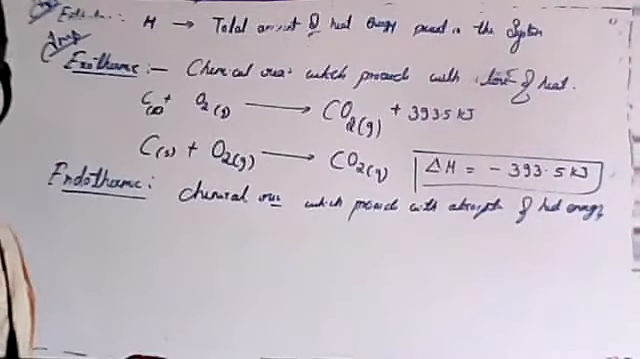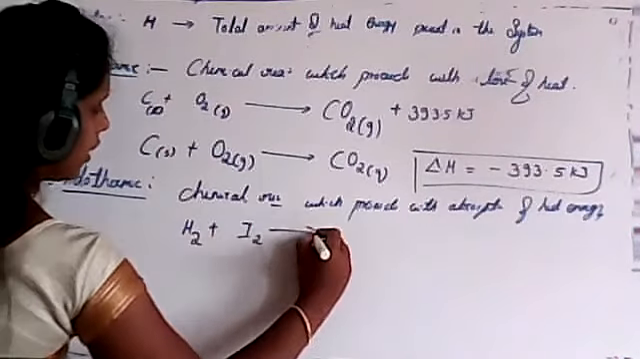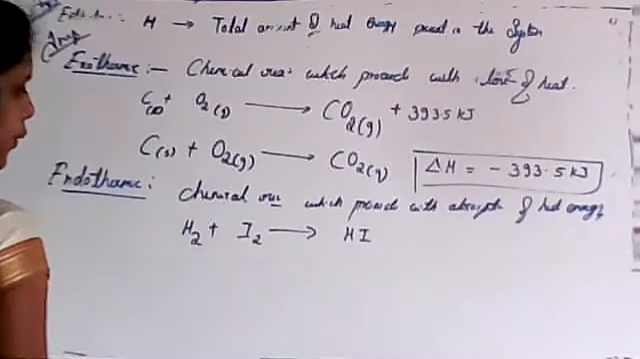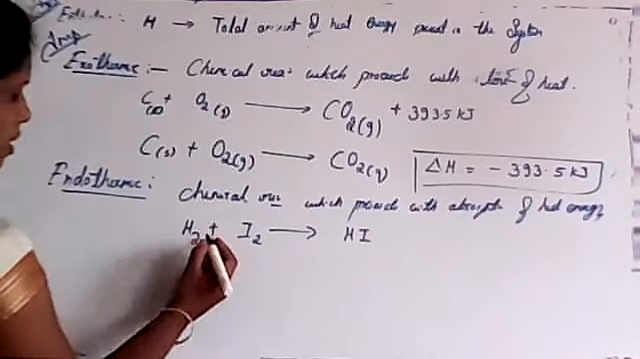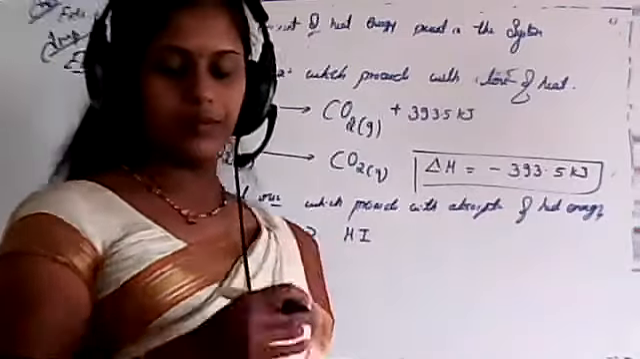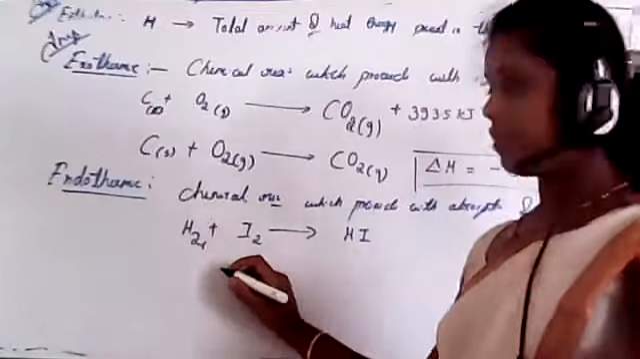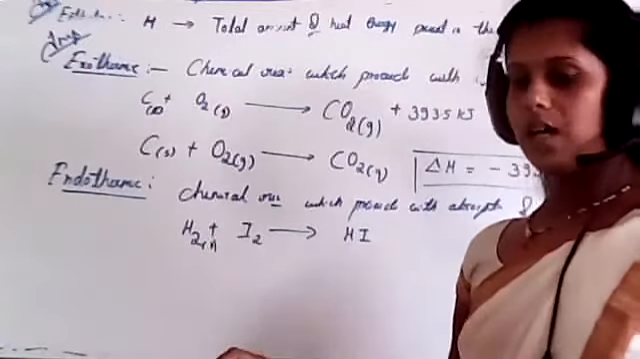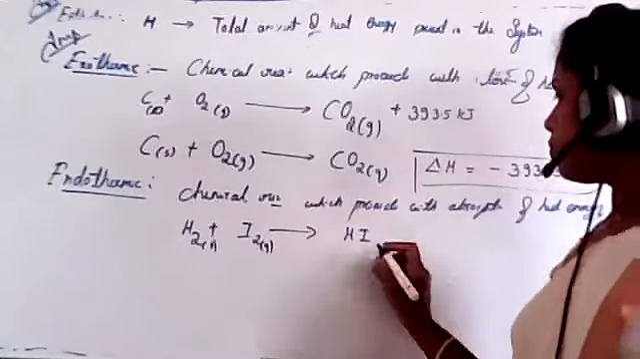Example, students, I'll consider here hydrogen reacts with iodine, it gives hydrogen iodide. Silver nitrate decomposition, KNO3 decomposition is also an endothermic reaction. So now just tell me, H2 is a gas or liquid? Hydrogen, gas or liquid? Gas. I2 is a gas. HI is also a gas.